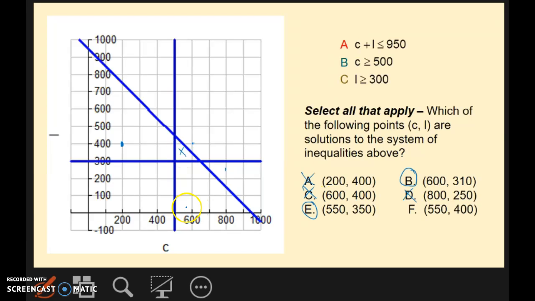And then if we did 550 and 400, it looks like it's going to hit it right there. Now, that's where we got to double check our inequalities because they all say less than or equal to. Any point that's on any of these boundary lines would be part of our solution set. So F would also work.